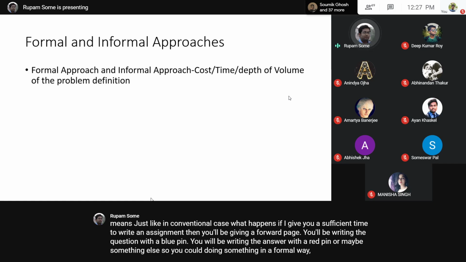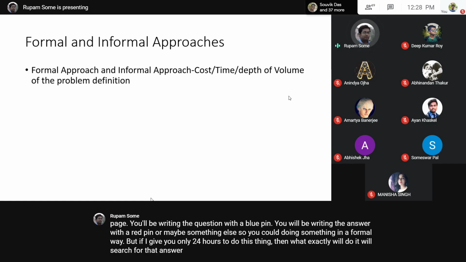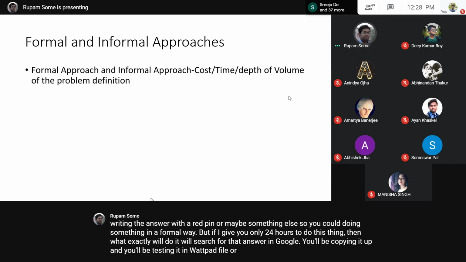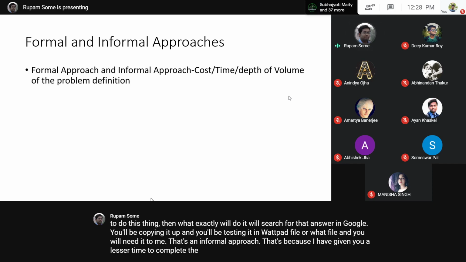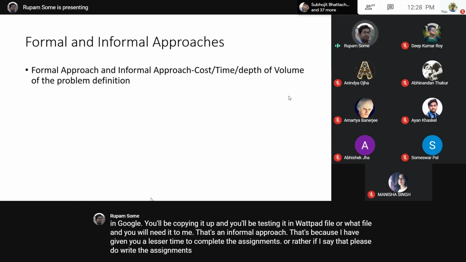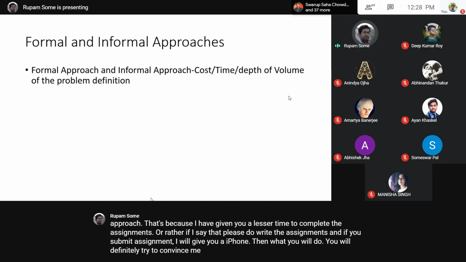But if I give you only 24 hours to do this, then what exactly will you do? You will search for the answer in Google, copy it, paste it in a WordPad file or Word file, and mail it to me. That's an informal approach, just because I've given you less time to complete the assignment. Or rather, if I say that if you submit the assignment, I will give you an iPhone, then what will you do? You will definitely try to convince me so that I can give you an iPhone.